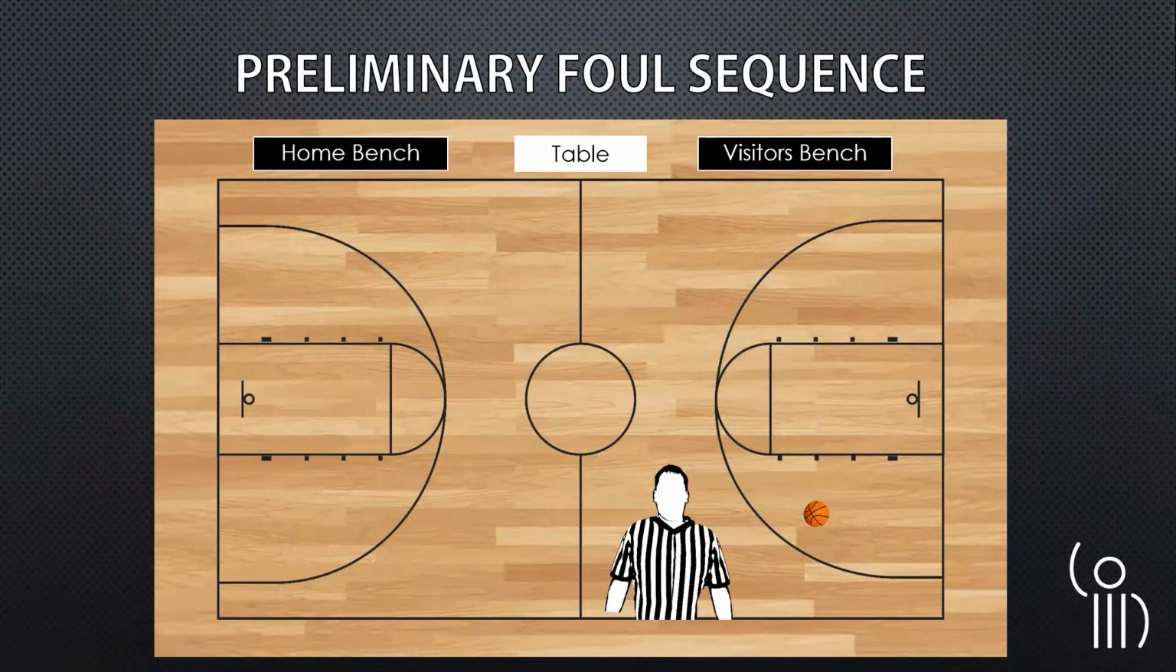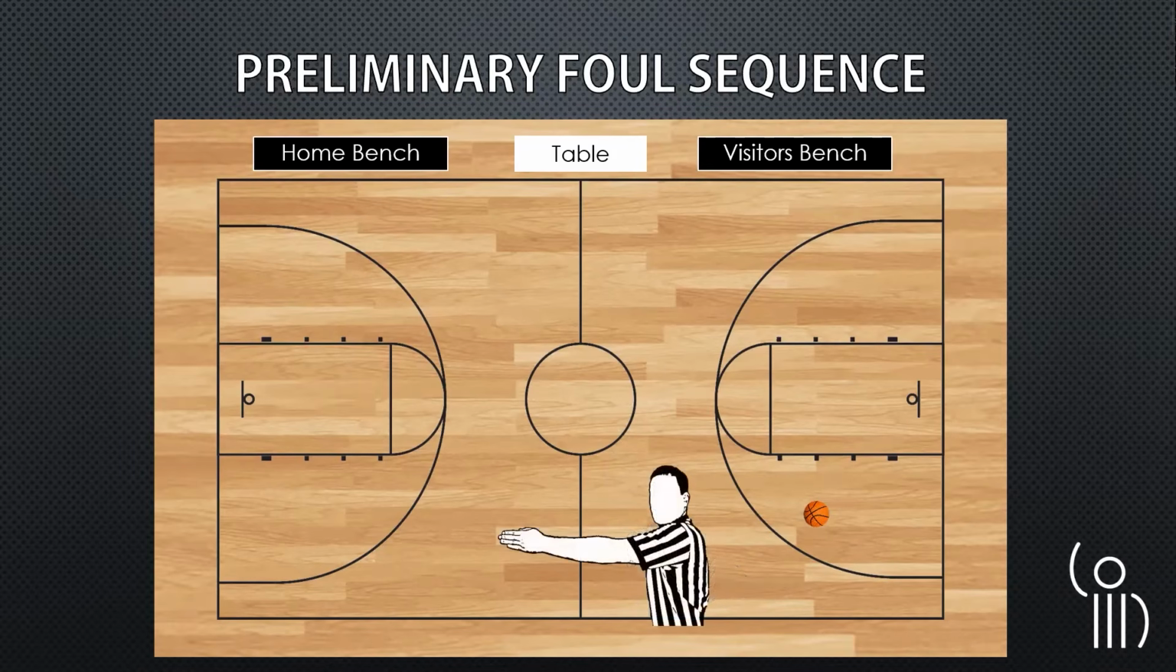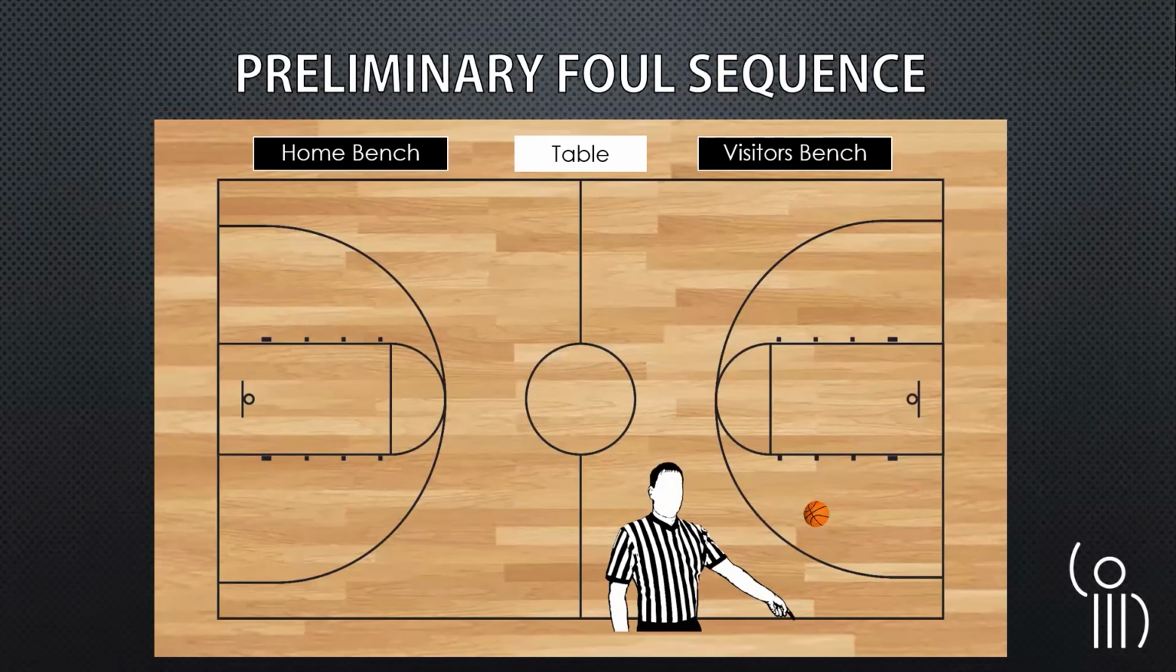All right, so every time you call a foul, you are to give a preliminary sequence, just like a violation. You're going to first stop the clock, as we talked about initially, with your fist in the air. You're going to then give the signal of the foul, whatever it is, push, illegal use of the arm, whatever. You're going to point the direction the ball is going to go and where the ball is going to be put in play. Or if it's a shooting foul, it would be the subsequent action that's going to happen.